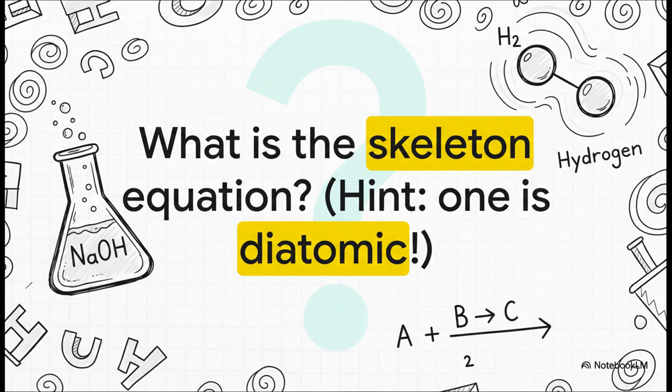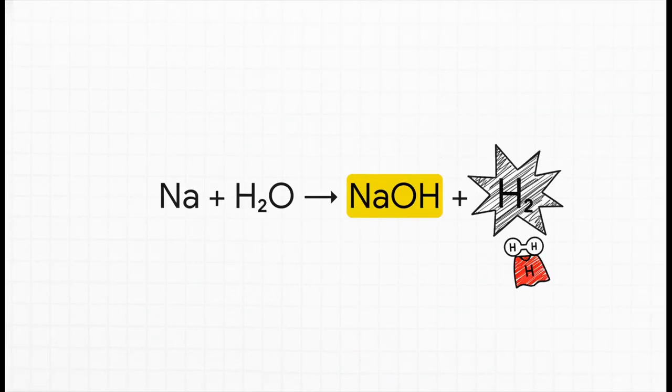Remember that Super 7 list? One of those is right there, all by itself. So what should its formula be? And there it is. Na for sodium, H2O for water, NaOH for sodium hydroxide, and look at that, H2 for hydrogen gas. See, we write H2 because hydrogen is one of our Super 7 diatomic elements. This is exactly why that rule is so important to remember.